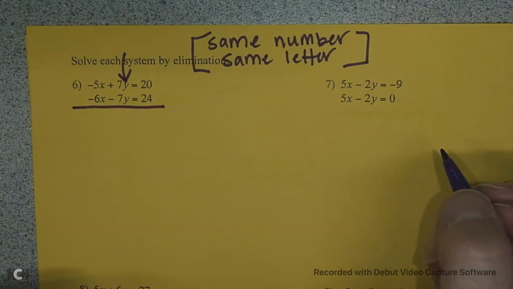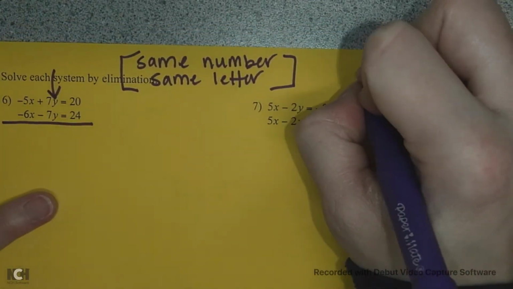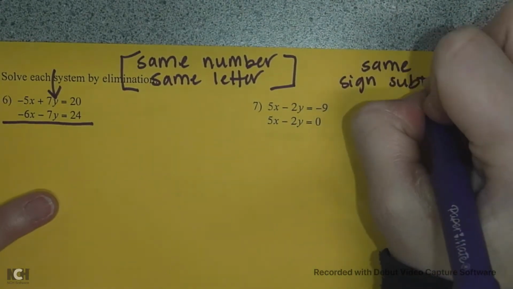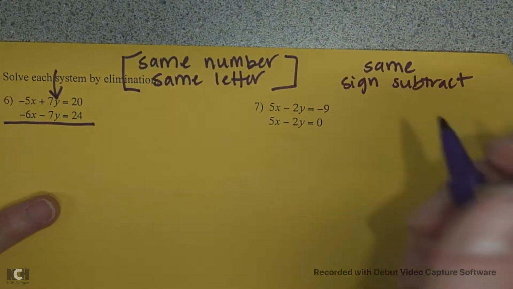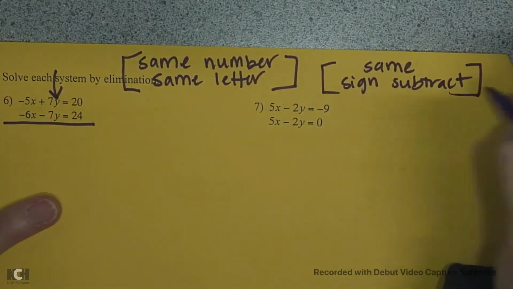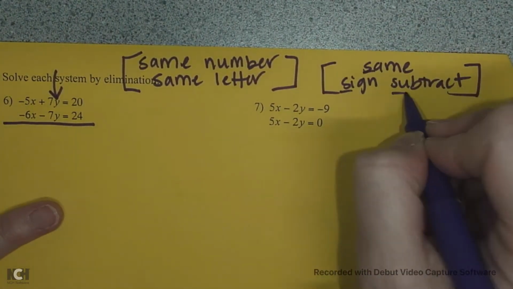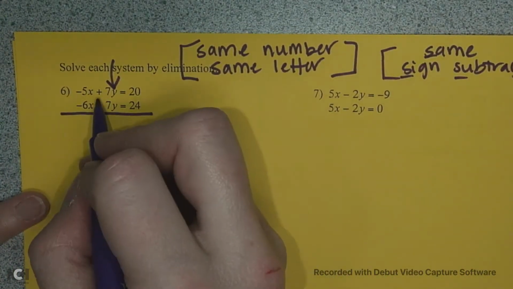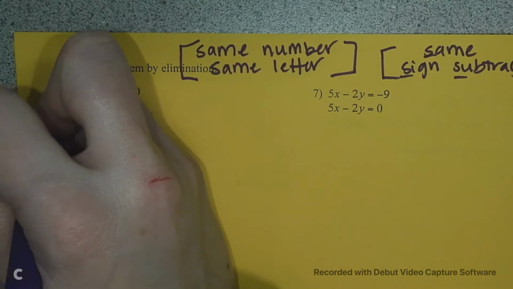So now we have to figure out how to eliminate. Well, the trick is if you have the same sign, subtract. So opposite signs add, same sign subtract. All the s's, same sign subtract. Okay, here we do not have the same sign, so we're not going to use subtraction. We're going to use addition.